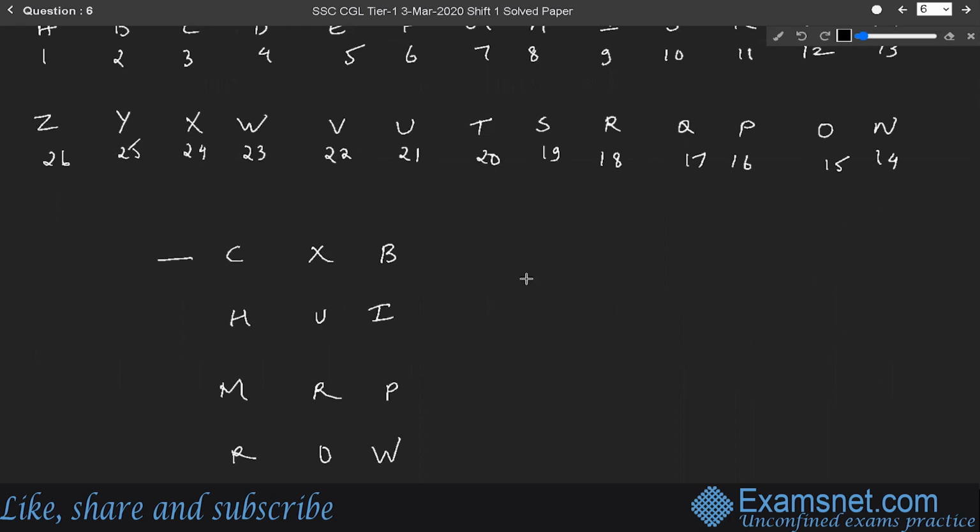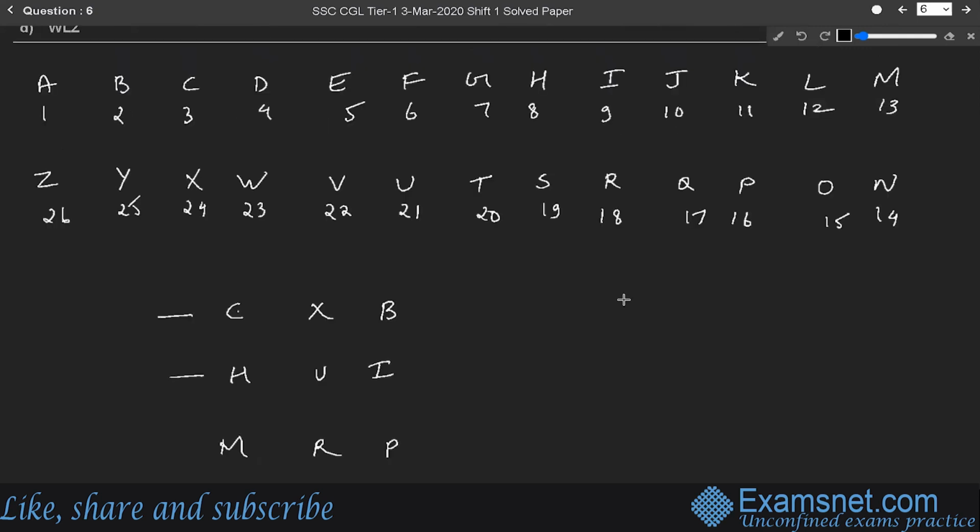Considering the first two parts, C and H. What can be the relation between C and H here? By using the table, we can see that C is on the third position and H is on the eighth position. So if we add 5 to C, then we reach H, because 1, 2, 3, 4, and 5. So C plus 5 gives H. Similarly, let us look at X and U. X is present in the 24th position and U is present in the 21st position. So if we have to reach from X to U, then we have to subtract. So X minus 1, 2, 3. X minus 3 gives U.